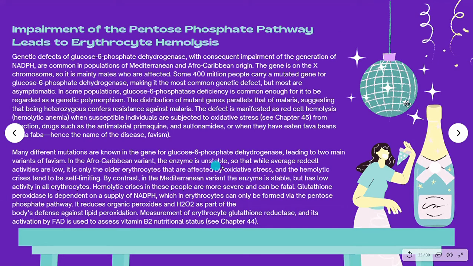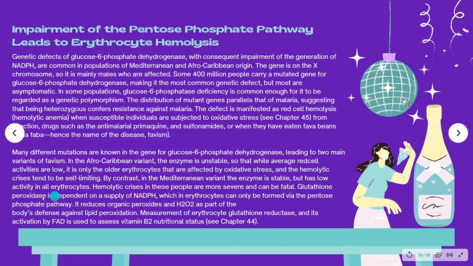The enzyme is unstable, so that while average red cell activities are low, it is only the older erythrocytes that are affected. So the hemolytic crisis tends to be self-limiting. While in the Mediterranean variant, the enzyme is stable but has low activity in all erythrocytes. Hemolytic crises in these people are severe and can be fatal.